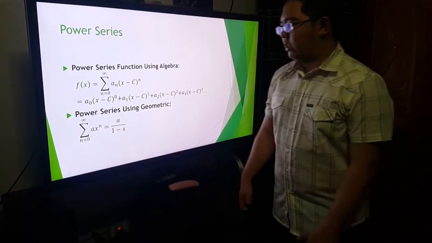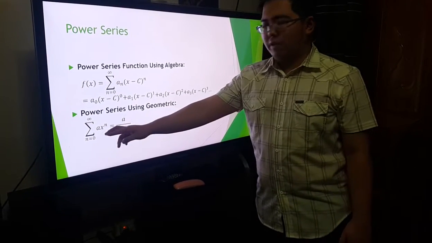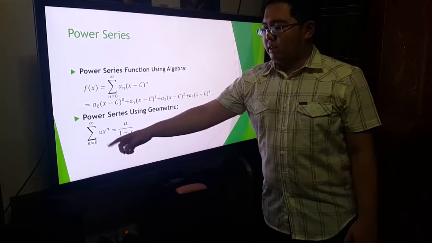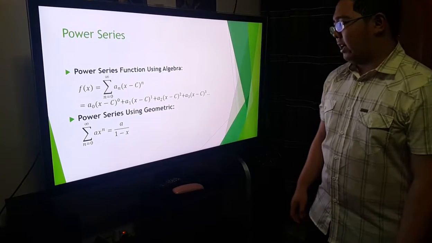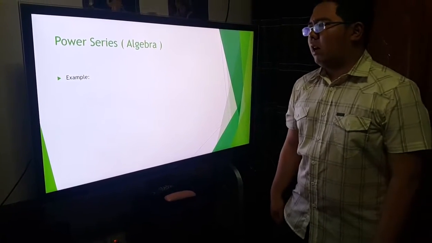For power series using algebra geometry, we have the summation of a times x raised to n, to the limits n equals 0 to infinity, which is equivalent to a over 1 minus x. Now I will give you an example.